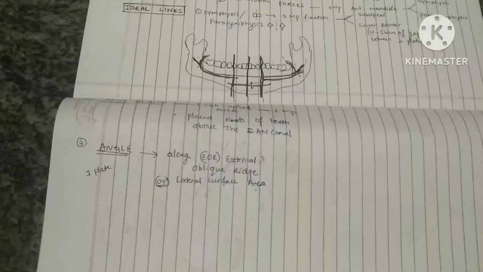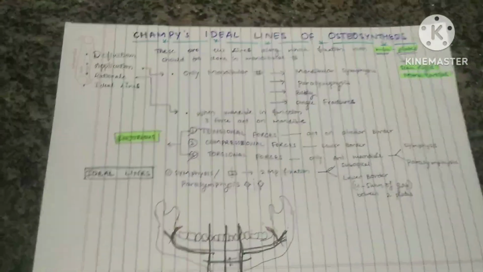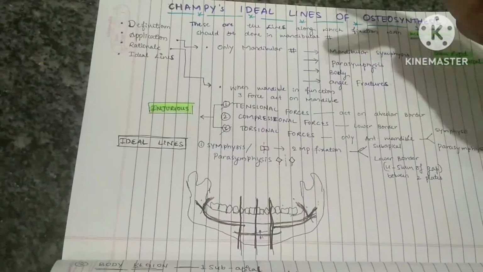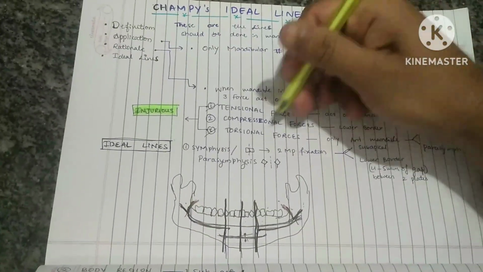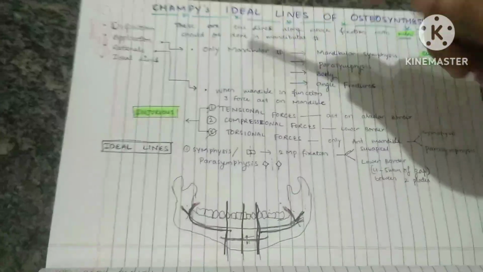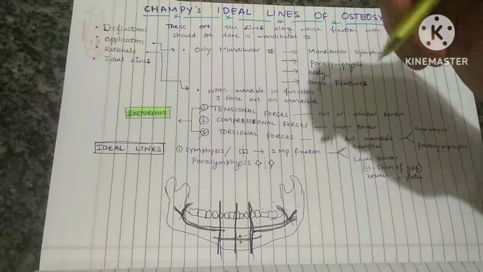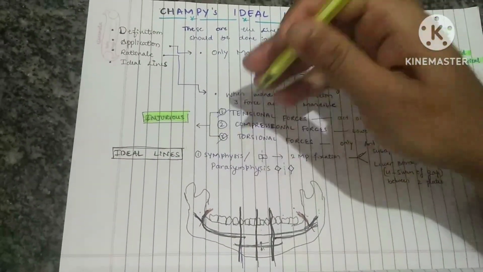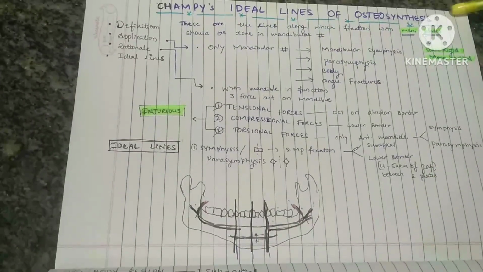So in this lecture, what we have studied is Champy's ideal lines of osteosynthesis, a topic of mandible fractures. We studied it under the headings of definition, application, rationale and its ideal lines, and how there are only two injurious forces which come into account here, tensile forces and torsional forces. So we are going to fix mini plates, which are usually semi-rigid and monocortical plates. These two forces are injurious, harmful forces which are life-threatening. So only if these two forces are acting are we supposed to fix the mini plate.